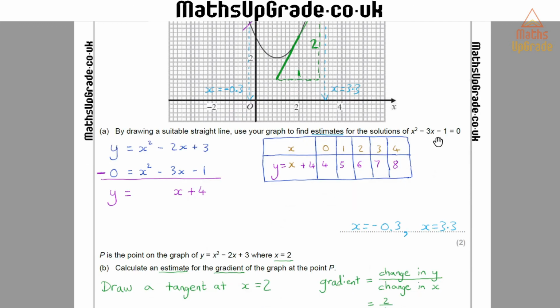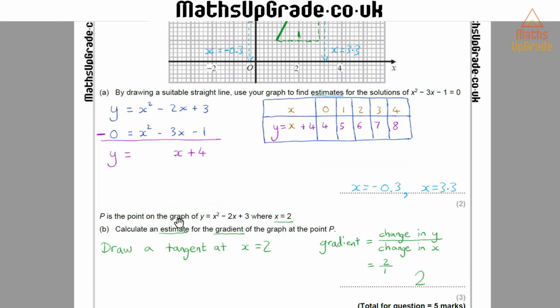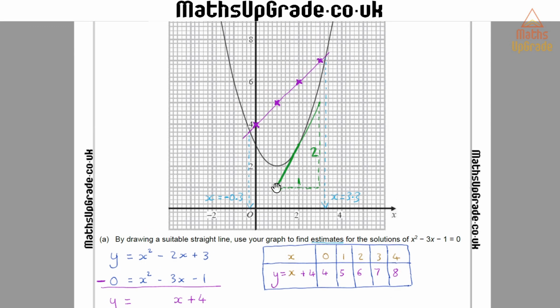In part B, I'm told that P is the point on the curve where x equals 2. So P is the point on the curve x squared minus 2x plus 3 where x equals 2. So here's x equals 2, that point there. So at that point, I need to find an estimate for the gradient of the curve. So the gradient is given by drawing a tangent and finding the change in y divided by the change in x.